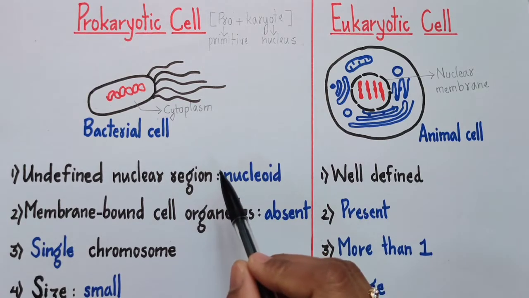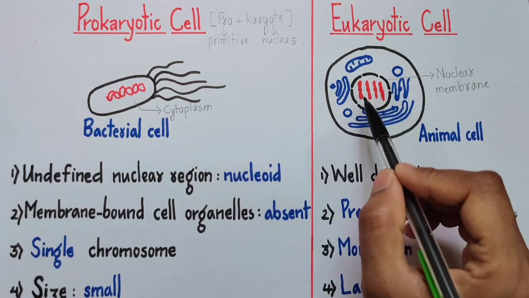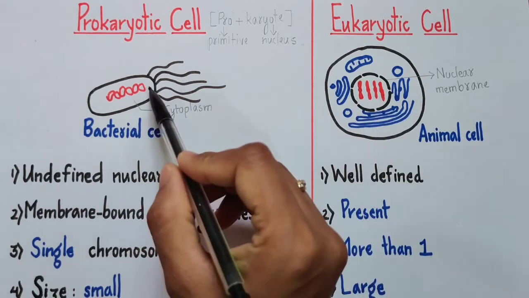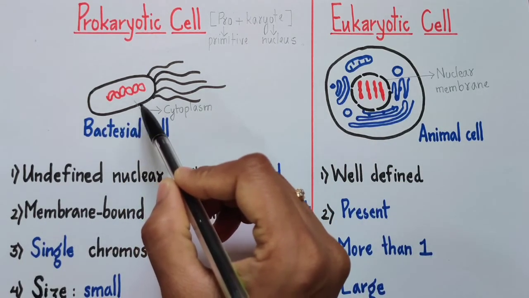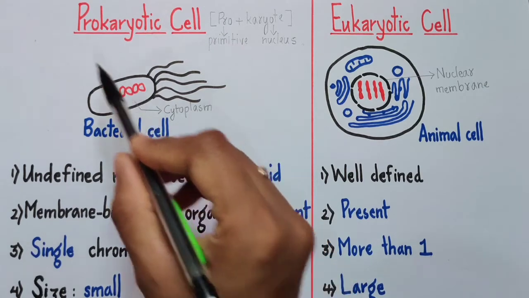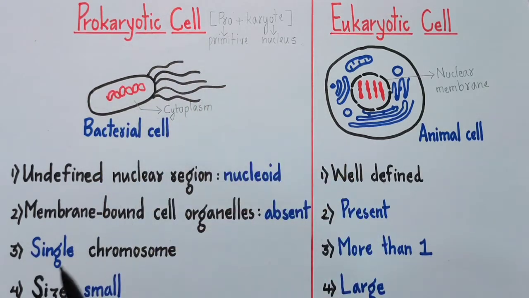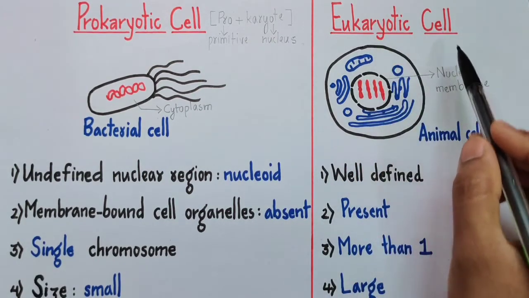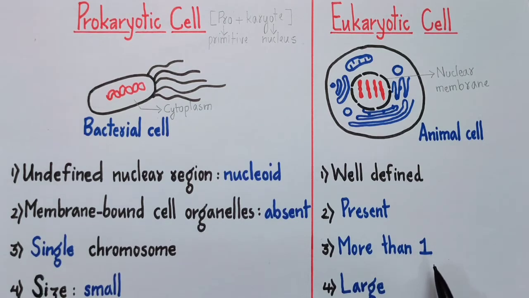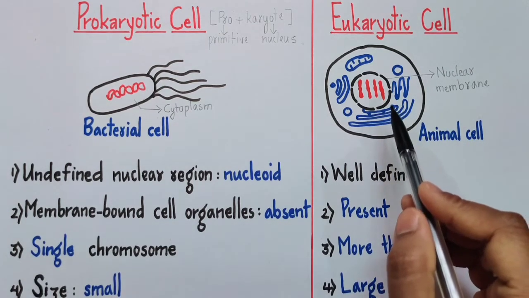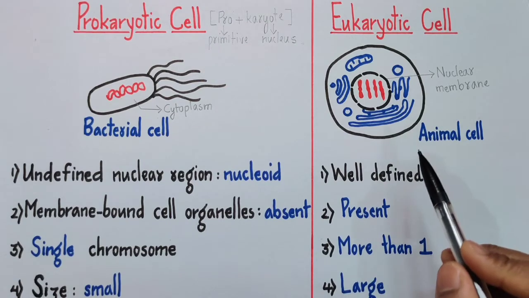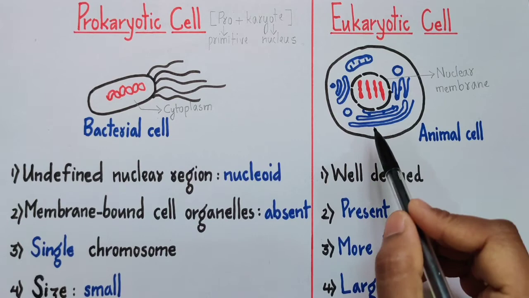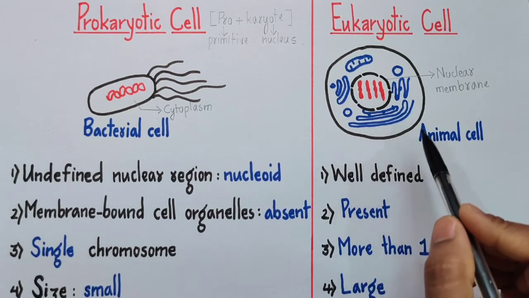What else? If you observe over here, I have drawn 1, 2, 3, 4 chromosomes. Here there is a single chromosome. And this is the fact. Prokaryotic cells have a single chromosome. On the other hand, eukaryotic cells contain more than one chromosome. Now, how many chromosomes will be present in a cell? That depends upon the organism. For example, if it is a cell from human, it will have 46 chromosomes.